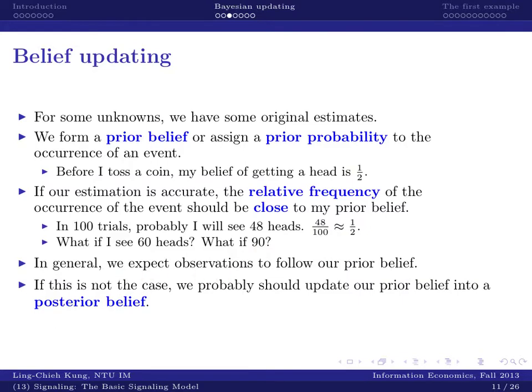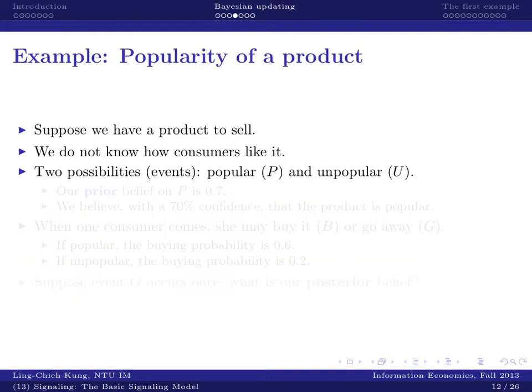So we expect observations to follow our prior belief. Otherwise, we would update our belief to a posterior belief. Bayes' theory is telling us how to do that. So let me use the following example.